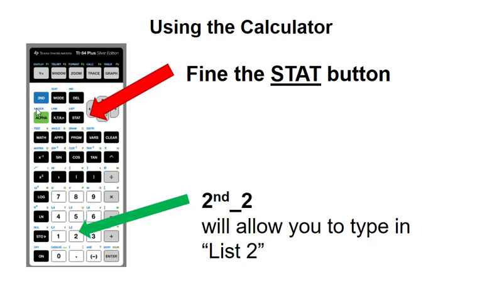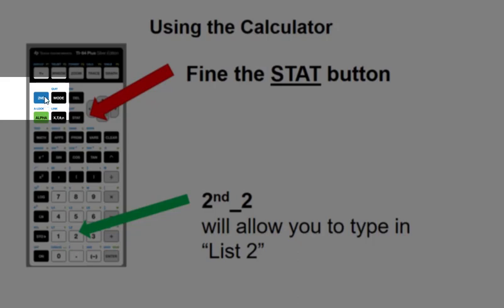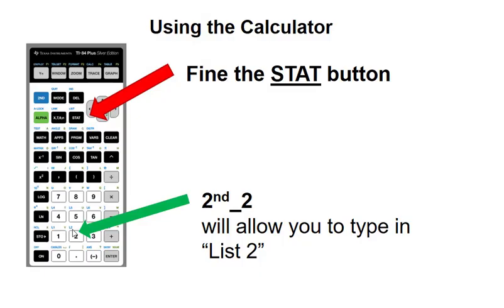So on my calculator, the second button is blue. So it may be a different color on yours. But if I hit the second button and the number 2, I am going to be telling my calculator that I am talking about list 2. Okay, so let's carry on.